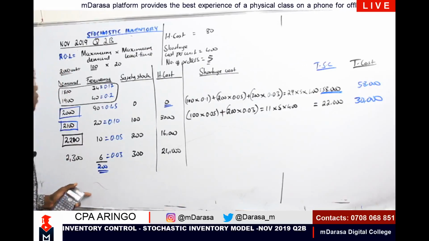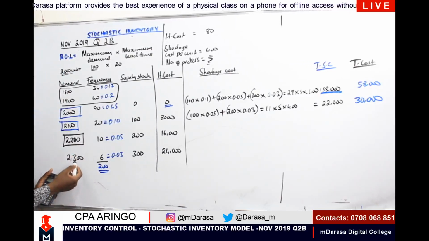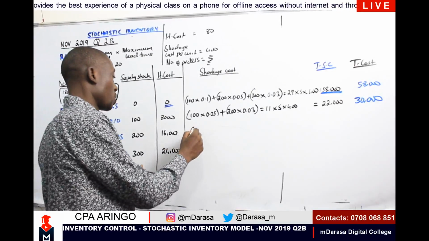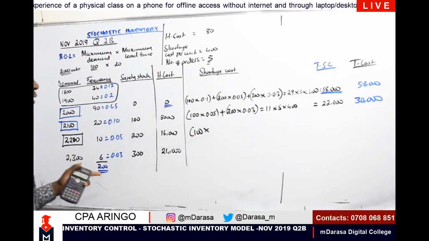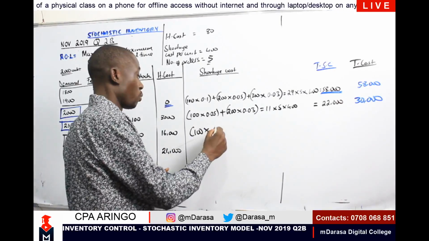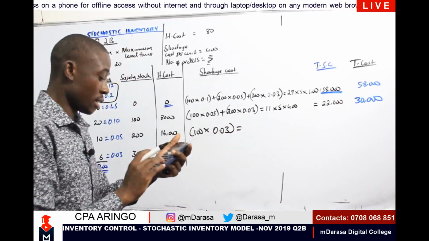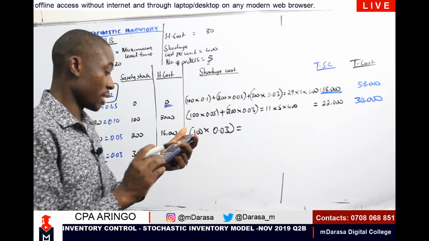So we assume that this is what we have in store, 2,200. My demand level here is 2,300. So of course I'll be having a shortage of 100. And the probability of us having 2,300, we had 0.03. So therefore that should give us 100 by 0.03, which in this case I'm having 3.